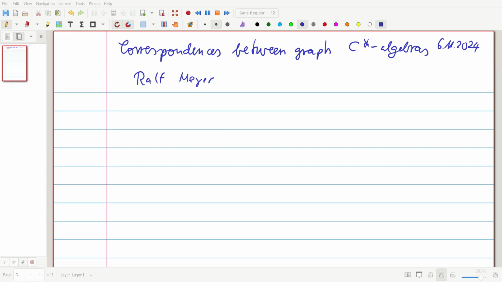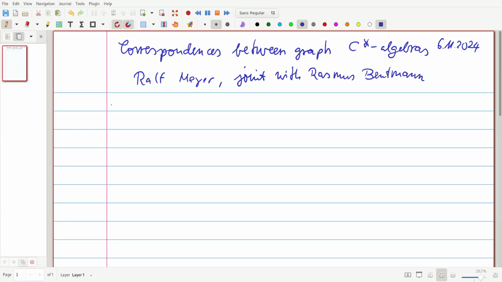Thanks, Piotr, for this invitation to speak again in this seminar. Today I will be talking about my most recent article, which is joint with Rasmus Bentmann. The goal of our project was to classify graph C-star algebras in the non-simple case. We didn't reach that goal, but we made some progress.